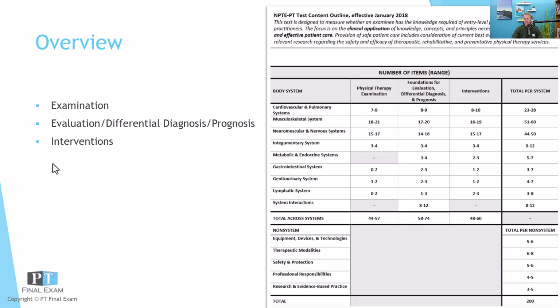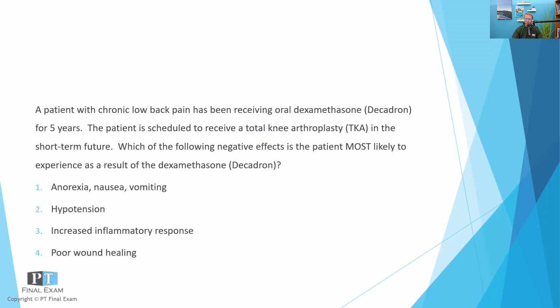All right, so we've got a patient with chronic low back pain that has been receiving oral dexamethasone, Decadron, for 5 years. The patient is scheduled to receive a total knee arthroplasty in the short-term future. Which of the following negative effects is the patient most likely to experience as a result of the dexamethasone, Decadron?